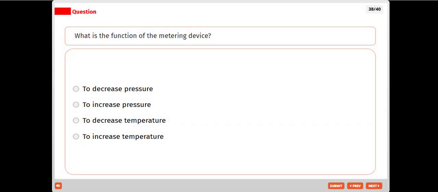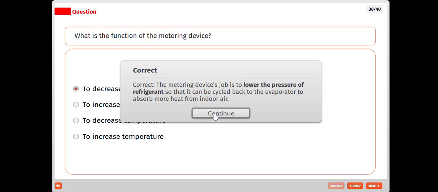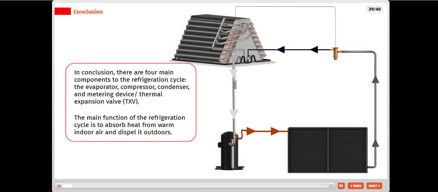What is the function of the metering device? To decrease pressure. In conclusion, there are four main components to the refrigeration cycle: the evaporator, compressor, condenser, and metering device or thermal expansion valve, TXV. The main function of the refrigeration cycle is to absorb heat from warm indoor air and dispel it outdoors.